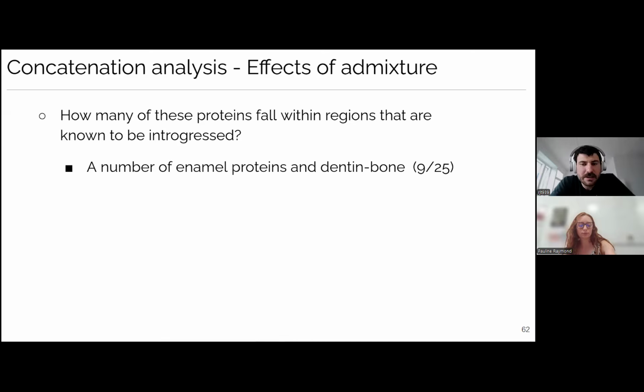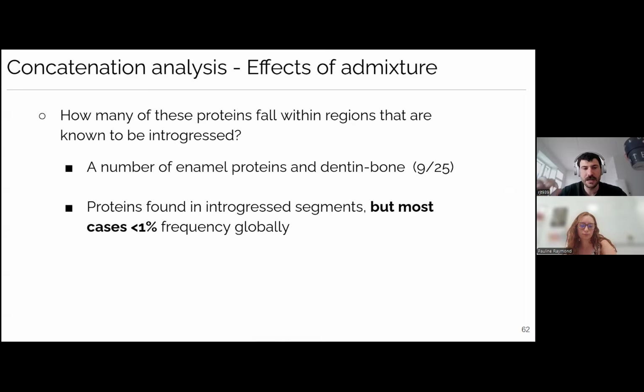And we saw that a number of our enamel and dentin proteins fall within these introgressed regions. So we saw that about 9 out of the 25 proteins fell within these regions. However, in most of the cases, they have a very low frequency when you're looking at the global human population. Usually it's around 1 or less than 1% of humans that have it.